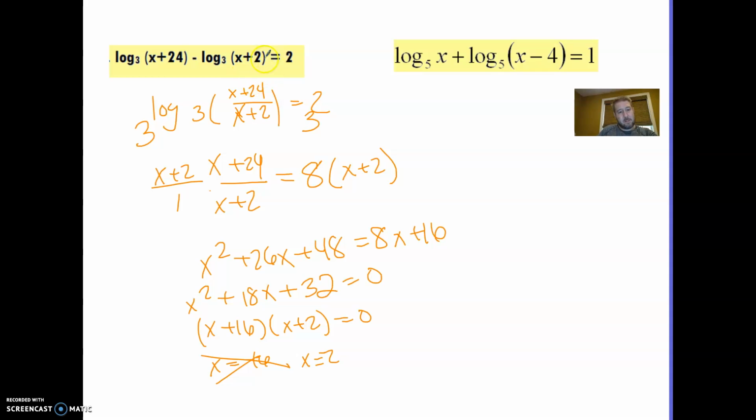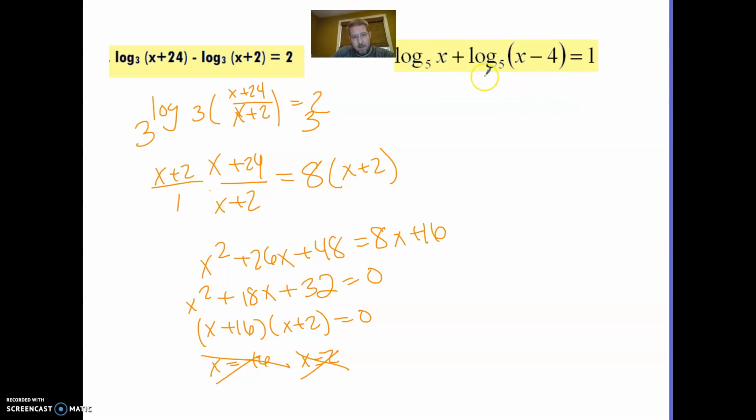So unless I did something wrong, it looks like both of these are extraneous, like I said before, because 3 to any power can never equal 0. It has to be a positive number on the inside. So that looks like that doesn't work either. Very possible I might have rushed it, but I don't think I did.